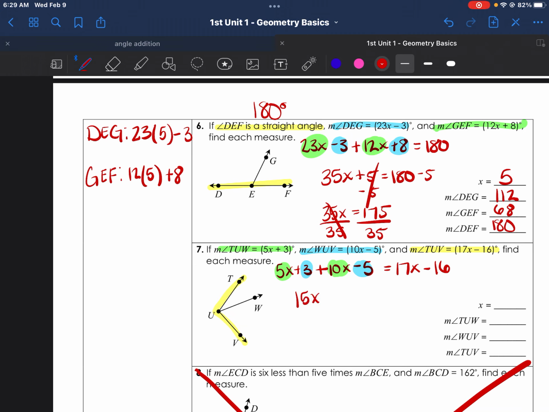I owe someone $5 and I give them $3. I still owe them $2. I don't like owing people money. But we got to deal with it because this is math.